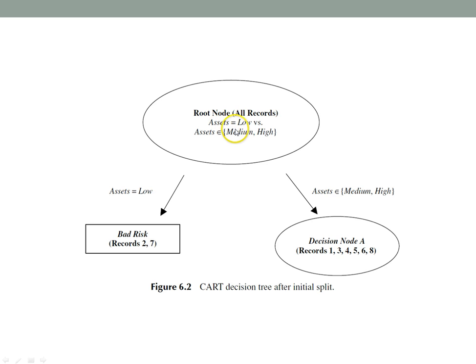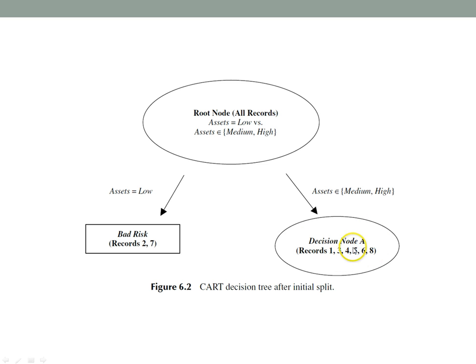Assets. And we split, and since we're doing a binary tree, it's going to be low versus high medium. Okay? And then we're going to apply the same kind of logic at this node, just considering the records that go into this node. Remember, it's going to be a reduced number of records now, right? It's going to be fewer records. Only these records are in this node.